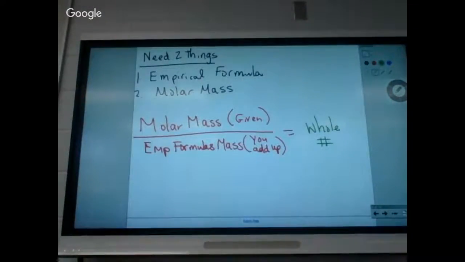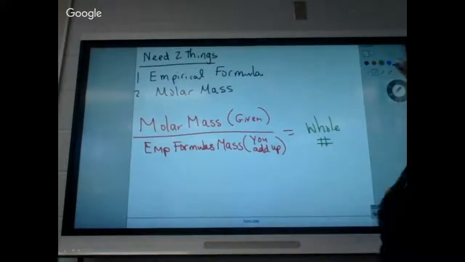So do we have to round? Nope. You will get a whole number. It might be like 1.999, or it might be 2.0. It will be very close to whole. It might be 3.97, but if you get like 1.76, you have a mistake. It will be very close to a whole number. You will not have to multiply by any reciprocals at this point.